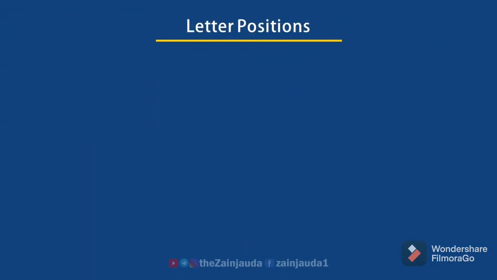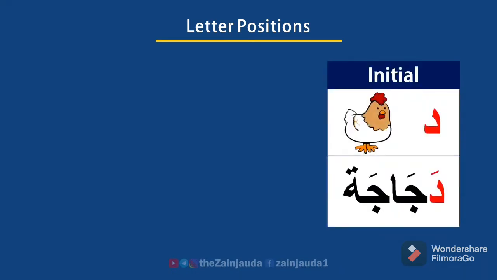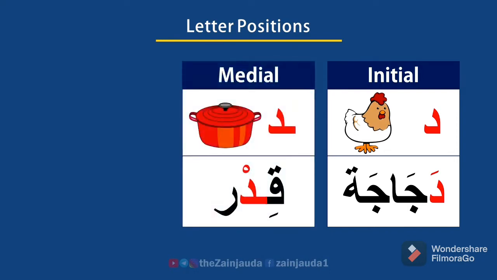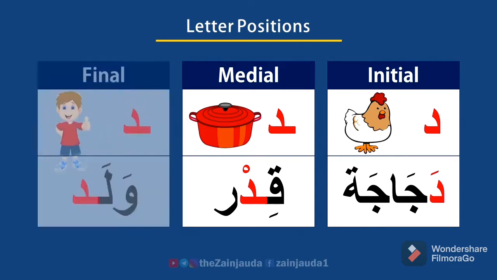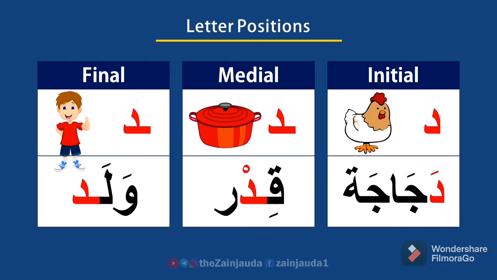Now what about the shape of dal in the three positions, initial, medial, and final? We had several examples of the initial dal, and now this is another one: dajaja. An example of a medial position of dal is qadr. And in the final position we have walad. Now notice the shape of dal has not changed in the three positions, except for a little extension which precedes it in the medial and final positions. This happens by default when we connect the letters with each other.